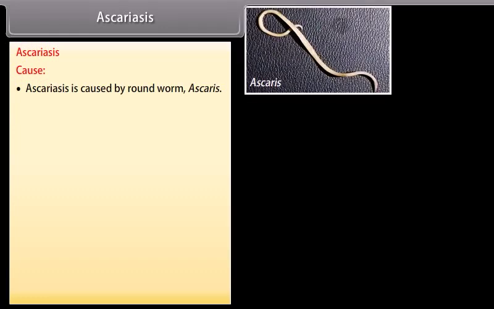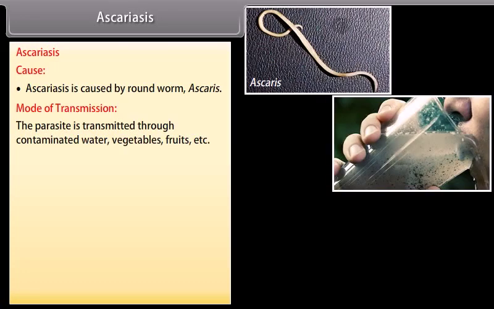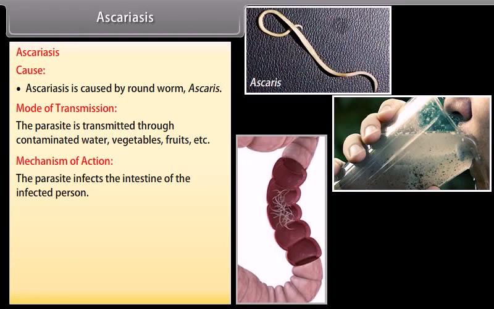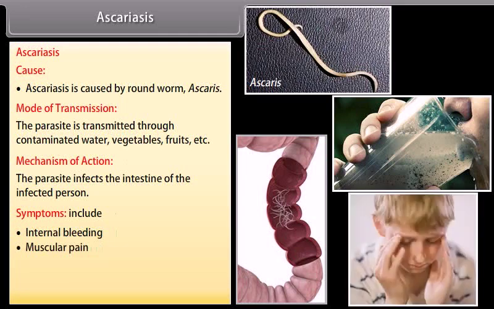Ascariasis. Cause. Ascariasis is caused by the roundworm Ascaris. Mode of transmission. The parasite is transmitted through contaminated water, vegetables, fruits, etc. Mechanism of action. The parasite infects the intestine of the infected person. Symptoms include internal bleeding, muscular pain, fever, anemia, blockage of intestinal passage.